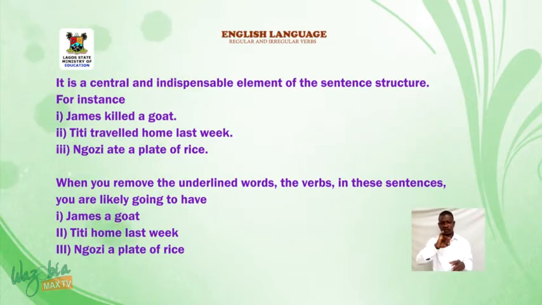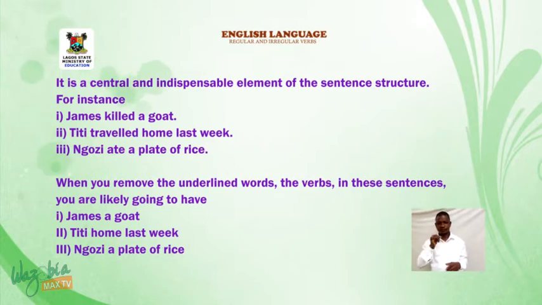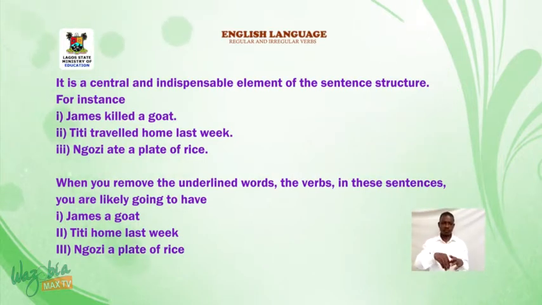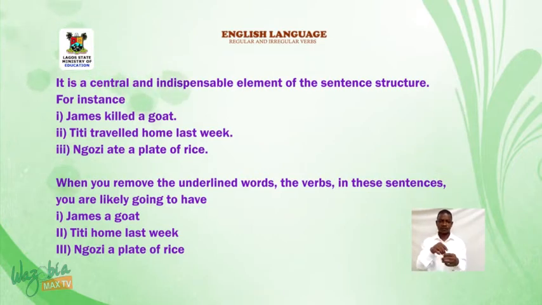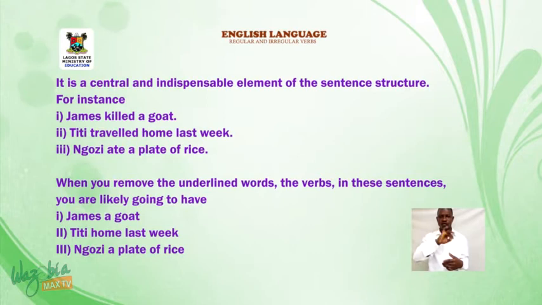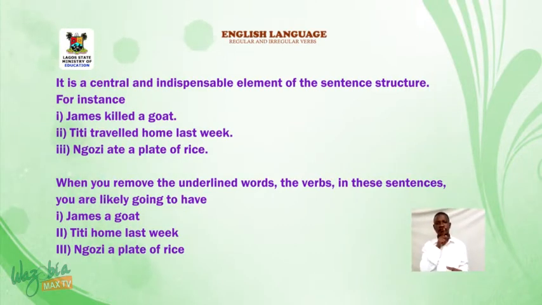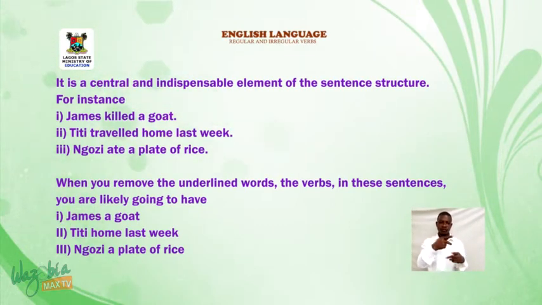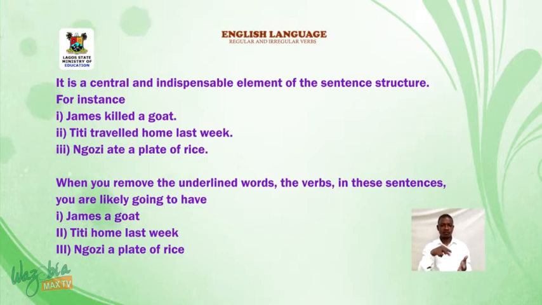For instance, 1. James killed a goat. 2. Titi traveled home last week. 3. Ungazi ate a plate of rice. When you remove the underlined words, the verbs, in these sentences, you are likely going to have 1. James a goat. 2. Titi home last week. 3. Ungazi a plate of rice.